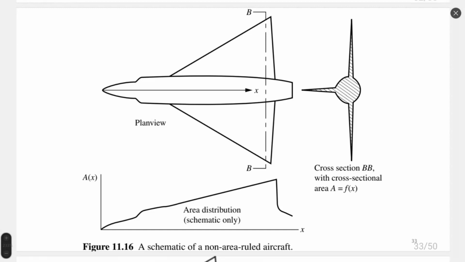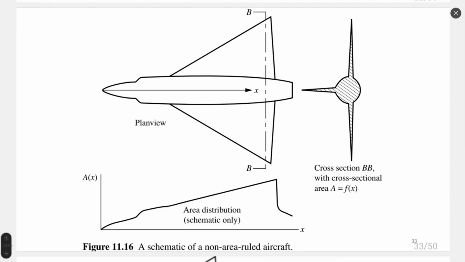Here is the plane view from the top. There is a cross section, BB, and there is the area distribution along the axis. You see that first the area is small. Then when the wing starts, the area is constantly increasing because the area of the wing is changing. And then this area change causes constant appearance of new shock waves.